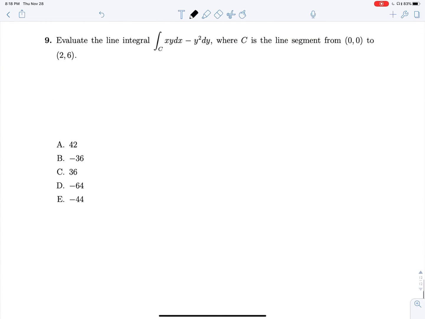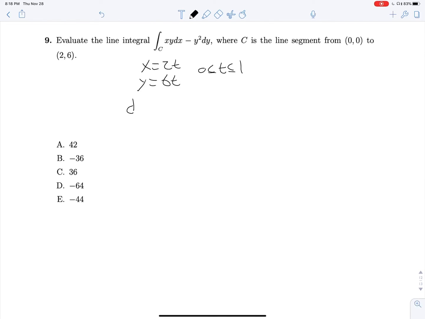There we go. Okay, evaluating the line integral xy dx minus y squared dy, where c is this line segment. Well, we can parametrize this as x equals 2t, y equals 6t, from 0 less than or equal to t less than or equal to 1.